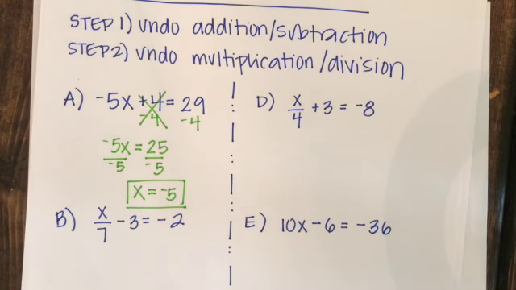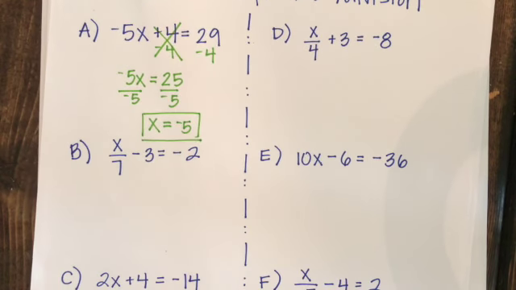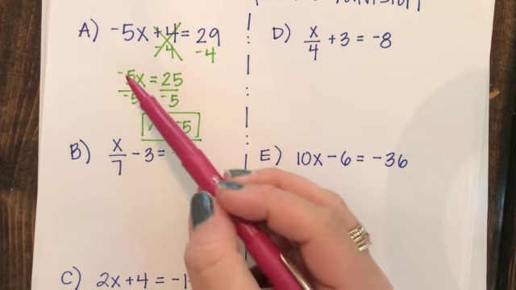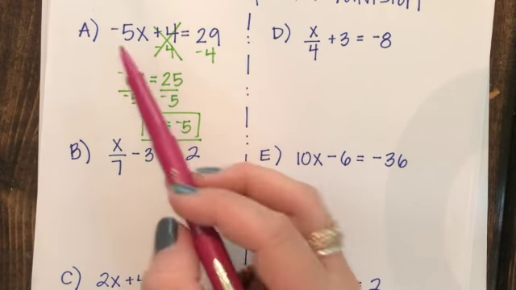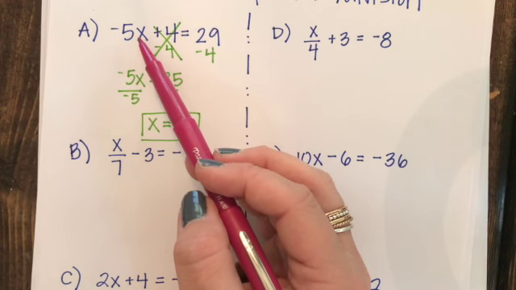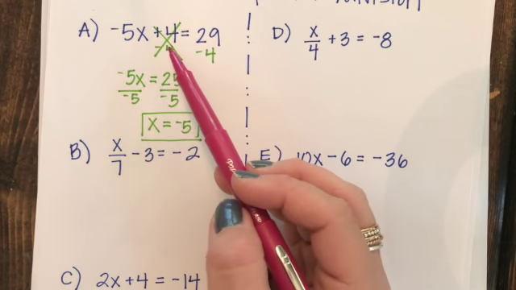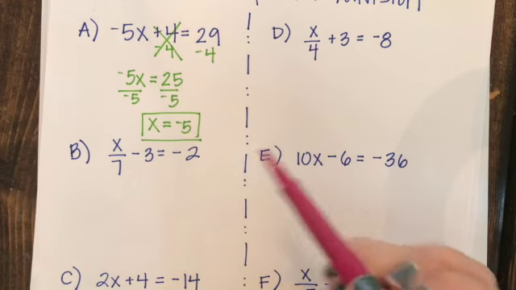Okay, so let's look at letter B. Oh, first of all, if I wanted to plug this back in up here, I'm saying that x is negative 5. Negative 5 times negative 5 is 25. 25 plus 4 is 29. So I know I got it right.